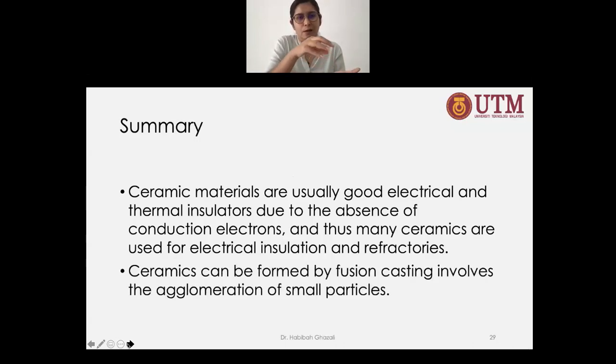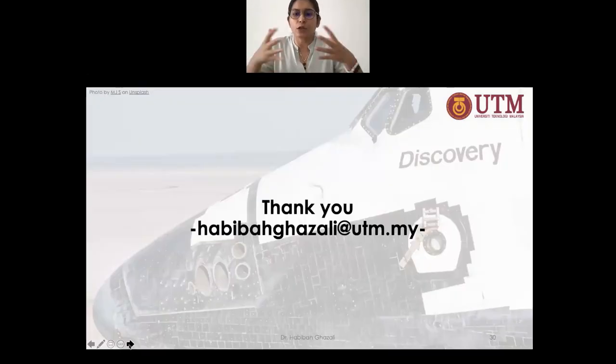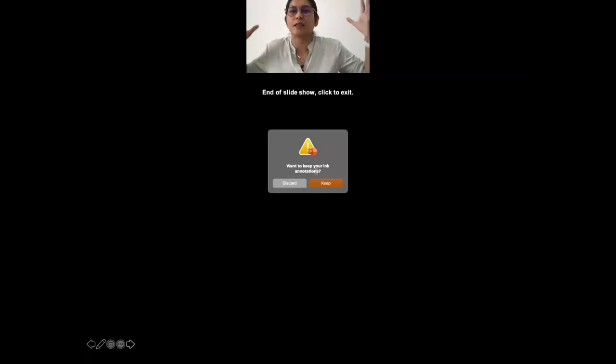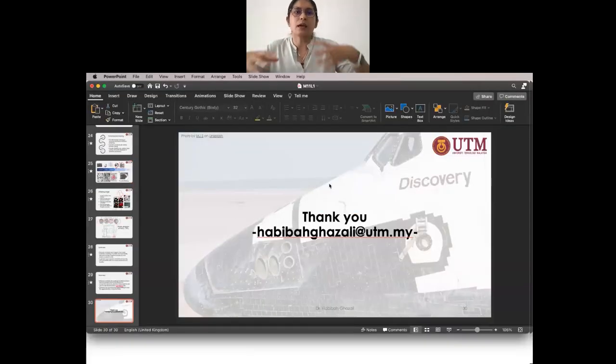Similarly, when you're cold, you put on a jumper or a jacket. A jacket is actually an insulator. It prevents your body heat from being dissipated into the environment. So the ceramic material, the tiles that are used, is acting like a blanket. So it prevents the heat from the plasma from being transferred into the space shuttle.